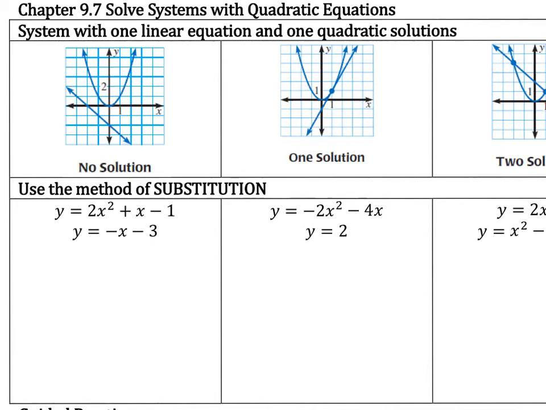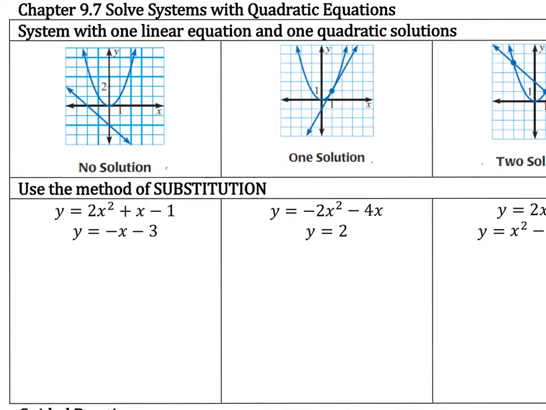In 9.7, we're going to look at how to solve systems with quadratic equations. So there are three cases here. You're going to have one with no solution, one with one solution, and the other with two solutions. We're going to use the method of substitution to solve quadratic equations for now.